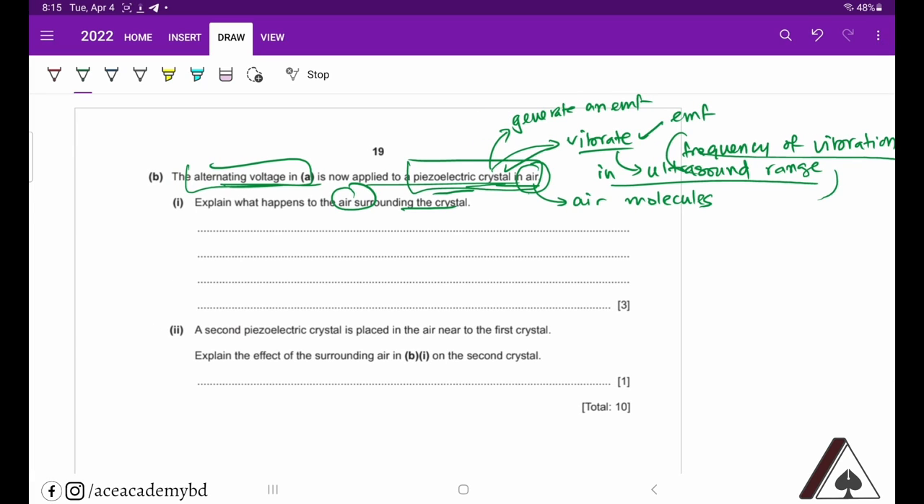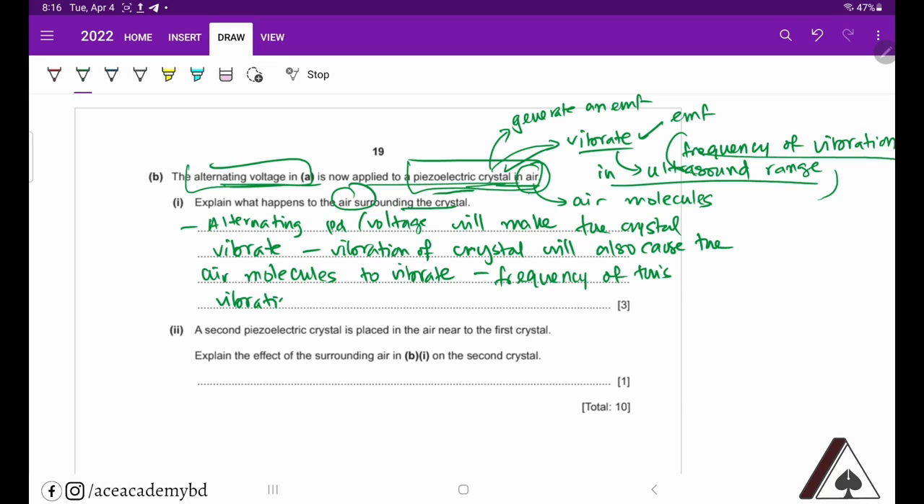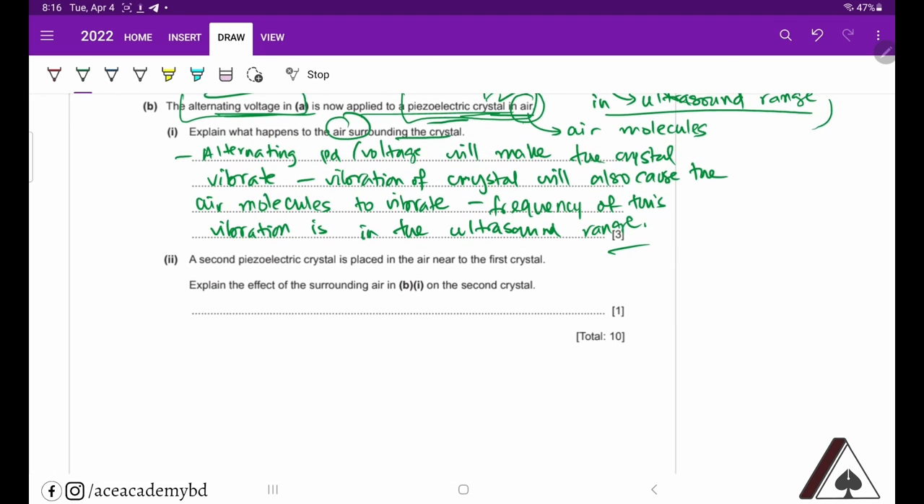So in the answer, what we'll write down is that an alternating PD, or you can write voltage, will make the crystal vibrate, and this in turn will also make the air molecules vibrate. So this vibration of the crystal will also cause the air molecules to vibrate. And the frequency of this vibration is in the ultrasound range. So that's basically what you have to write down to score the 3 marks for this question. These are the 3 points which you have to write down.